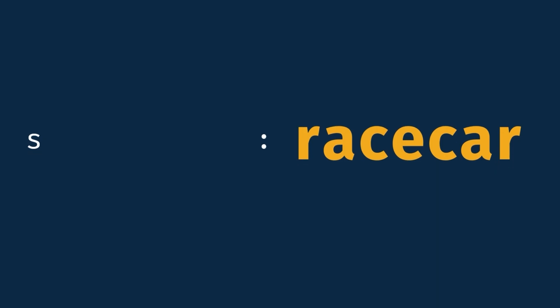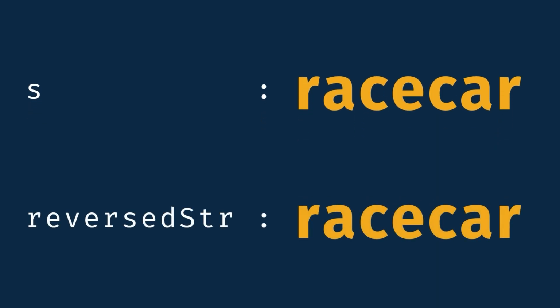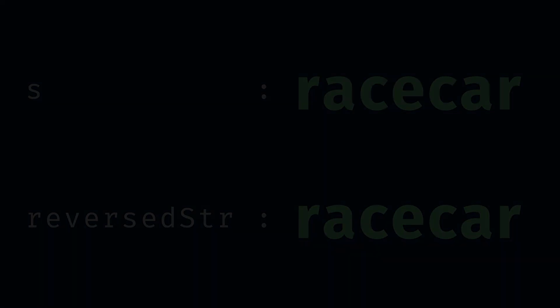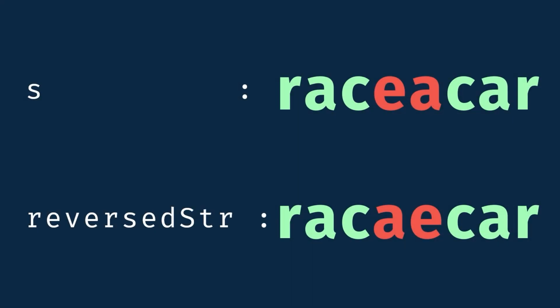The next step is to reverse the cleaned string. Reversing racecar gives us racecar again. Interestingly, it looks exactly the same. Finally, we compare the original cleaned string with the reversed one. Since the characters in racecar and racecar are identical, we can conclude that the original string is indeed a palindrome, so we return true. However, if they don't match, like in our earlier example with S equals "race a car", then we return false.